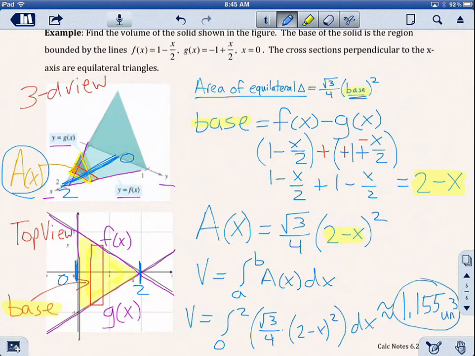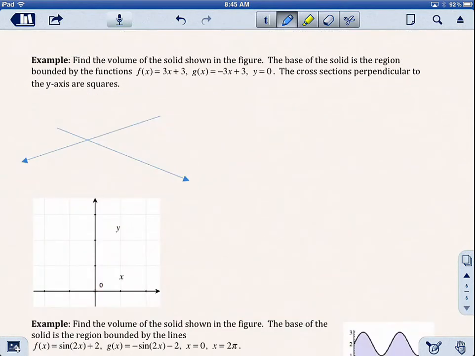All right, let's move on. So in this example, it says find the volume of the solid shown in the figure. Well, it's not actually shown. We're going to practice drawing this here so that we can understand this a little more deeply.